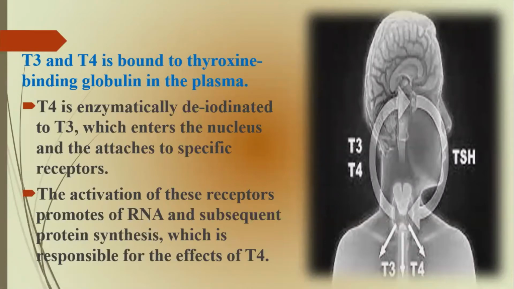T3 and T4 are bound to thyroxine binding globulin in plasma. T4 is enzymatically deiodinated to T3, which enters the nucleus and attaches to the specific binding receptors. The activation of these receptors promotes mRNA and subsequent protein synthesis, which is responsible for the effects of T4.